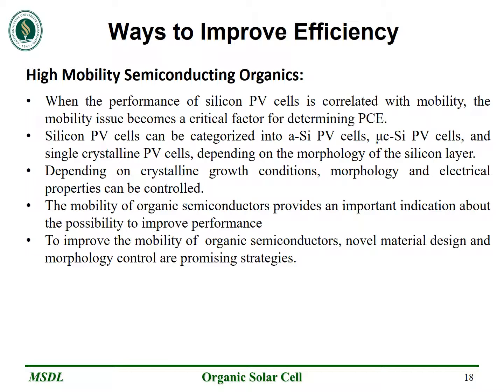High mobility semiconducting organics. When the performance of the silicon PV cell is correlated, the mobility issue becomes a critical factor for defining power conversion efficiency. Silicon PV cells can be categorized into a-Si PV cell, μc-Si PV cell, and crystalline PV cells depending on the morphology of the silicon layer. The silicon crystal domains are distributed in the matrix. Depending on the crystalline growth condition, morphology and electrical properties can be controlled.